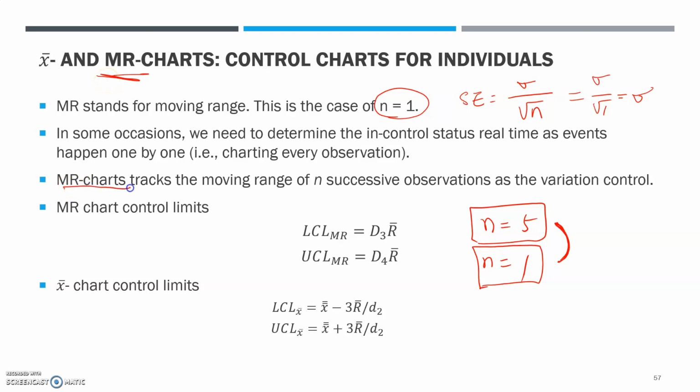The moving range chart tracks the moving range of n successive observations. Not to be confused, this n is different from the sample size n. When we plot the chart, we use sample size 1. However, to calculate the range, we observe n successive observations. Let me show you what that is in the upcoming exercise. Here is the control limit calculation, and here is again the X chart control limit.